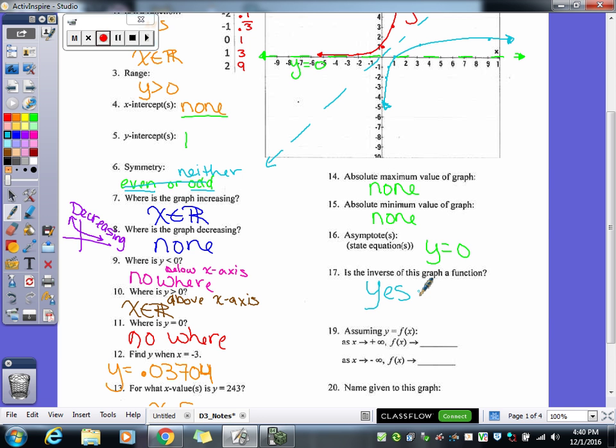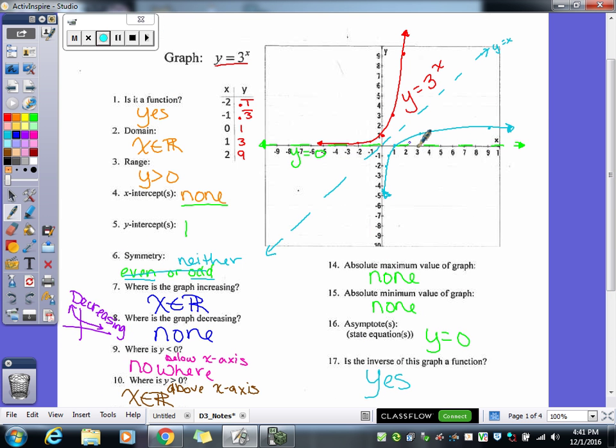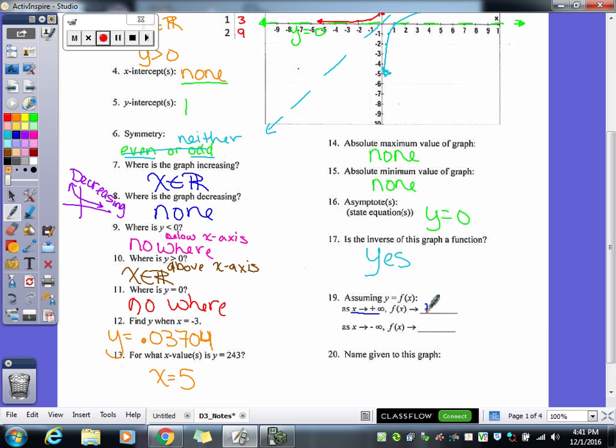So assuming y equals f of x, as x approaches positive infinity, so that means the right side of our graph here, as we approach the right side, our graph is going to keep going in which direction? It's going to keep going up. So as x approaches infinity, the f function also approaches positive infinity.